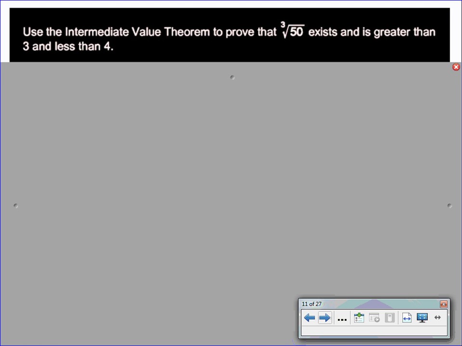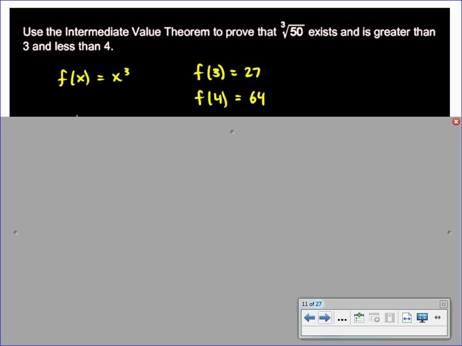Same with this case. Use the intermediate value theorem to prove that the cube root of 50 exists and is greater than 3 and less than 4. In this case, we would choose the cubing function as my polynomial. We consider my endpoint y coordinates, f of 3, f of 4. F of 3 is 27. F of 4 is 64. Is 50 in between 27 and 64? Yes.